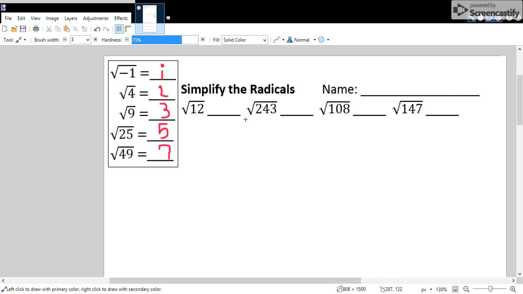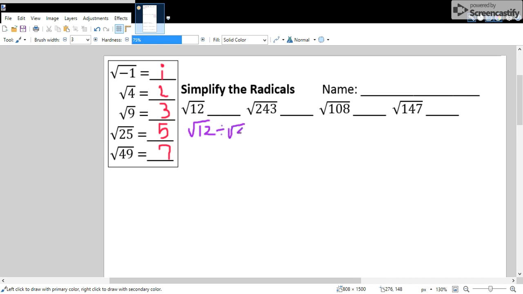Simplify the radicals. Let's go over this additional topic. We have the square root of 12. So what we want to do first is see which of these perfect squares could divide out of this number right here. There's no negative, so we can skip this first one. Square root of 4. 12 divided by 4 is 3, and that's a whole number, so we could do that. So let's write that out.